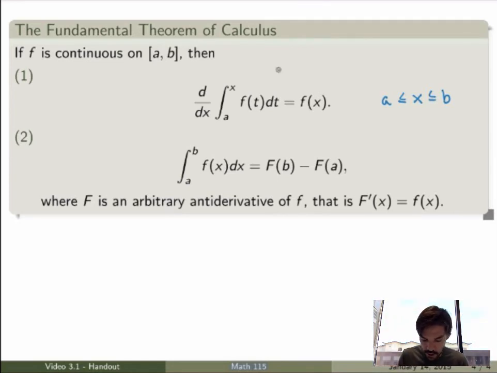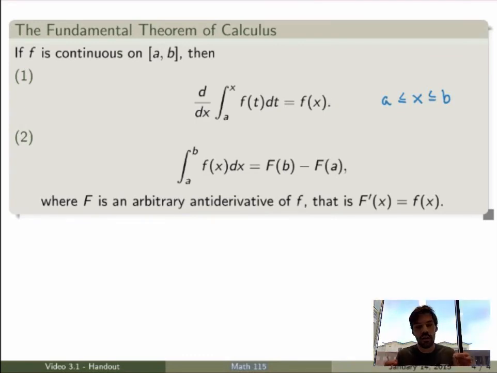So this is the first part of the fundamental theorem of calculus, and the second part of the fundamental theorem of calculus is what we already know, which is that the definite integral of f of x dx between a and b is equal to capital F of b minus capital F of a, where capital F is an arbitrary antiderivative of f. So we've already used that quite a bit to evaluate integrals. What we didn't know was the first part, which is expressed here.